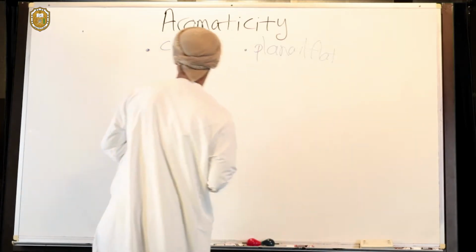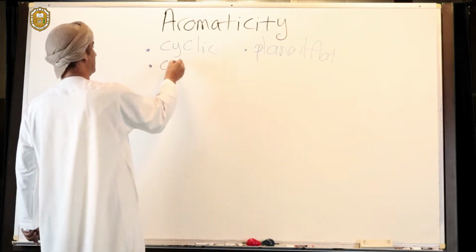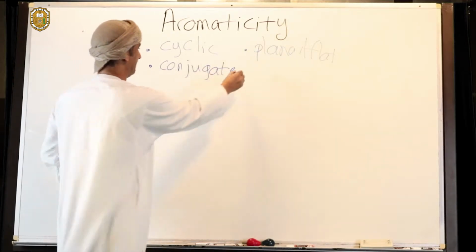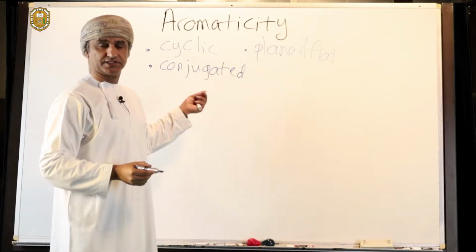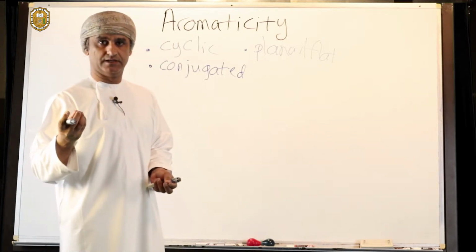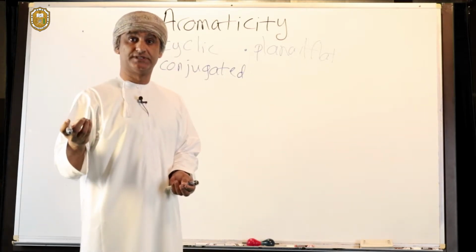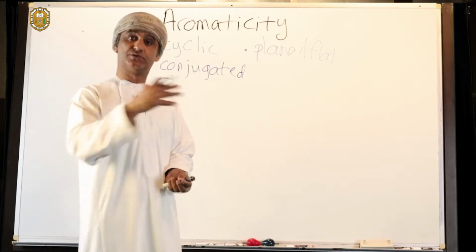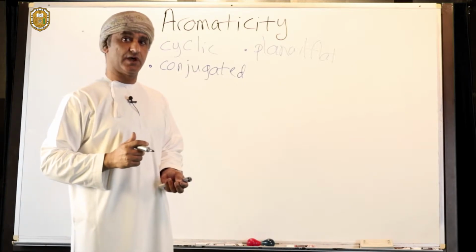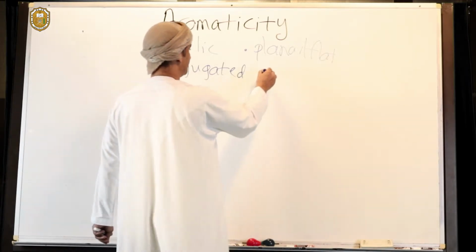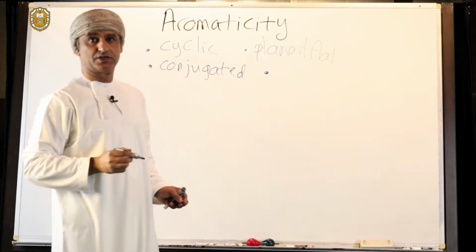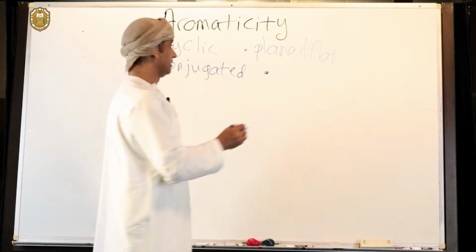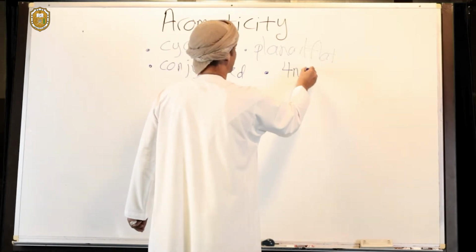The third requirement, if you recall, is that the ring has to be conjugated. That's a result of the presence of a p orbital on each atom, carbon, or another heteroatom, as we will see in upcoming examples. So conjugated is the third criterion. The fourth criterion is the Huckel rule, which is 4N plus 2.